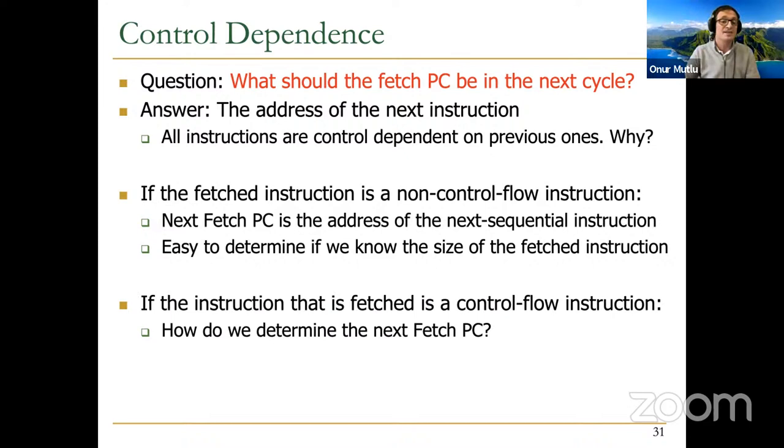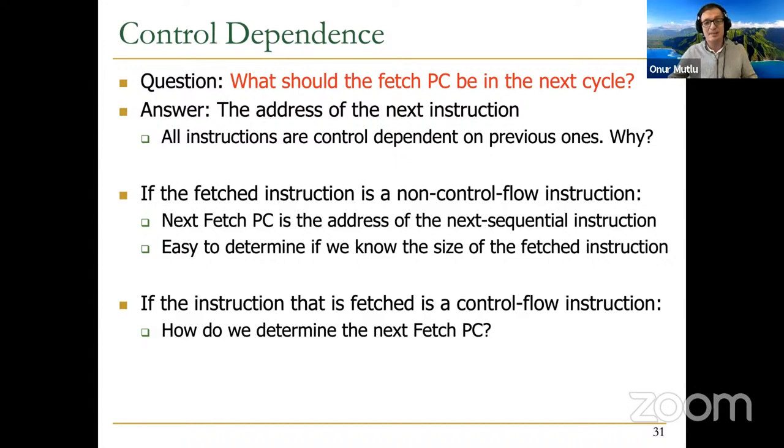Then how do you determine the next fetch PC? Well, you could guess. You could say, I'm going to guess that this instruction is going to be not taken, and keep incrementing the PC until later I figure out that the instruction is going to be taken. And that's a perfectly valid way of approaching the problem. In fact, that's what we discussed. That's actually called branch prediction. You're basically assuming something about what the branch will do. And if the branch does something else, then you're going to flush the pipeline, as we will see.